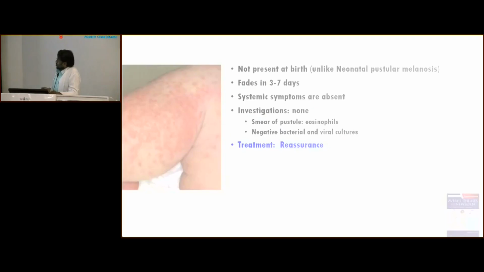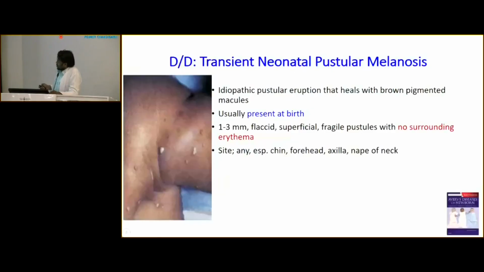Second, the closest mimicker of the rash which appears during that period of time is transient neonatal pustular melanosis. It's an idiopathic pustular eruption that heals with a brown pigmentation, hence the name melanosis. It is present since birth, and these are 1 to 3 centimeter flaccid pustules with no surrounding erythema, and they are present particularly in the chin region or axilla.